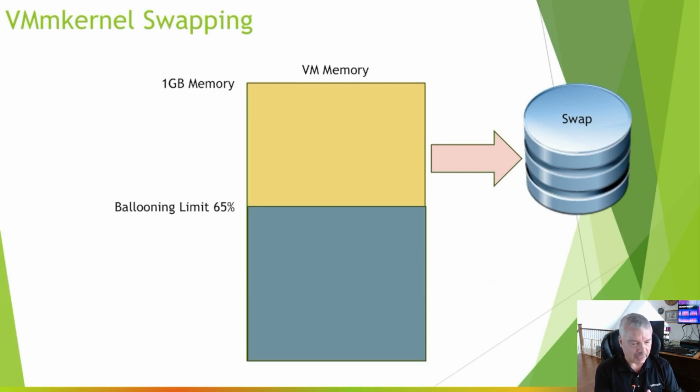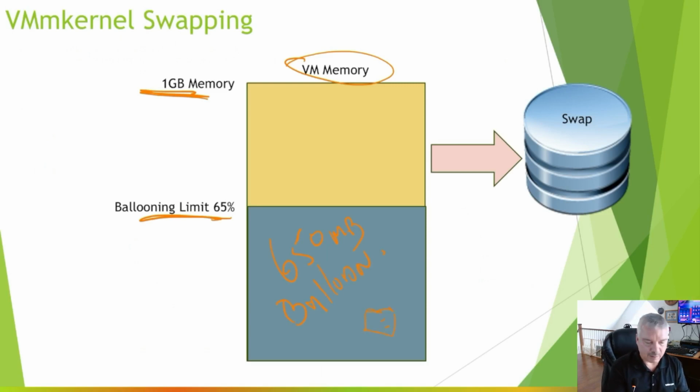So here's an example. I've got a virtual machine here. This is representing the memory. This virtual machine has, let's say, a gig of memory. The ballooning driver can take 65% of that, so that would be 650 megs. That's ballooning. So that's the polite way of doing things, okay? So the operating system would put it to its page file, swap file, whatever type of operating system you have. So what's left over? Let's say a gig is 1,000 meg, so 350 meg is left over.